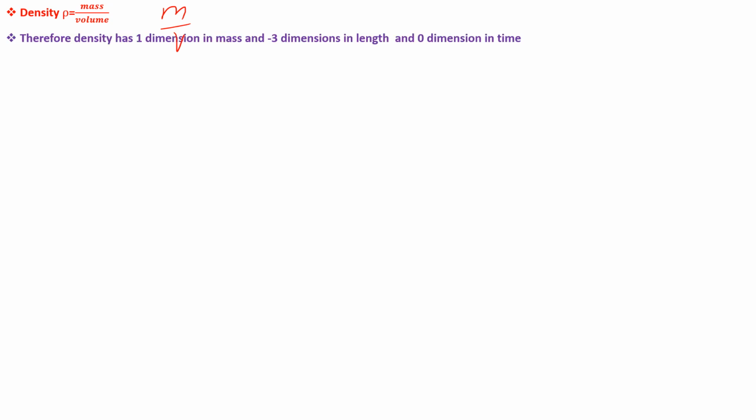So how to write volume? Mass divided by volume. Volume means length to the power cube, or if I write it in the numerator itself, mass into length to the power minus 3. When it comes to the numerator, it becomes to the power minus 3. It was in the denominator, L cube, that is volume. So mass by volume, when it comes to the numerator, becomes m to the power 1 into L to the power minus 3.